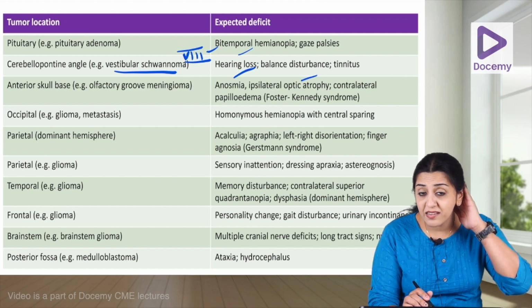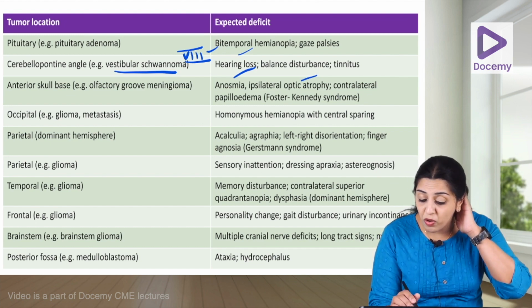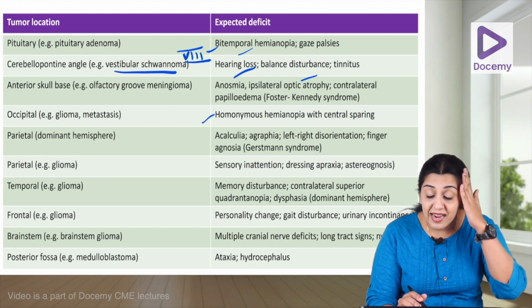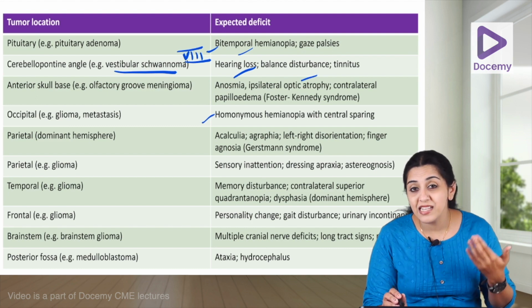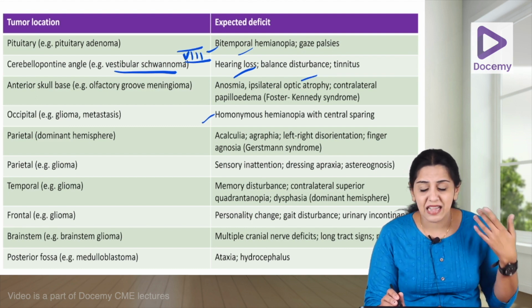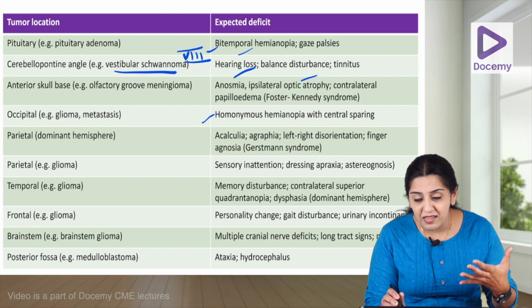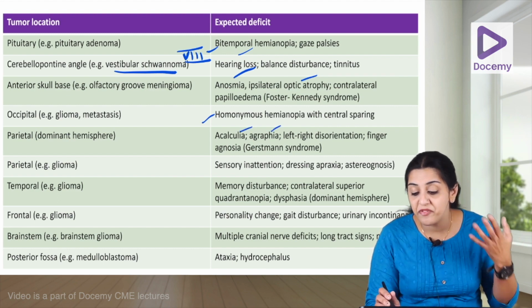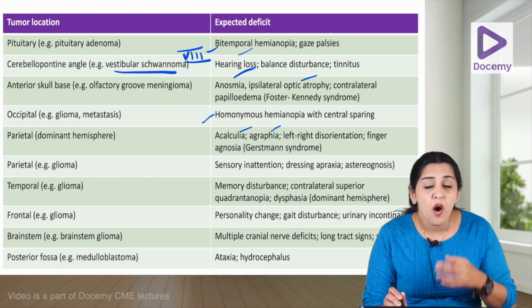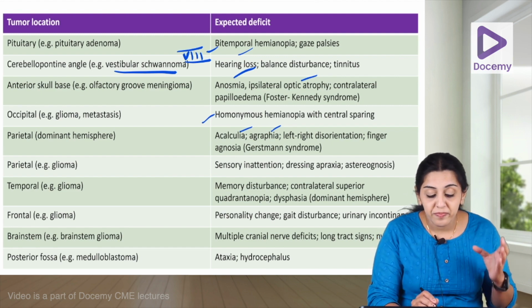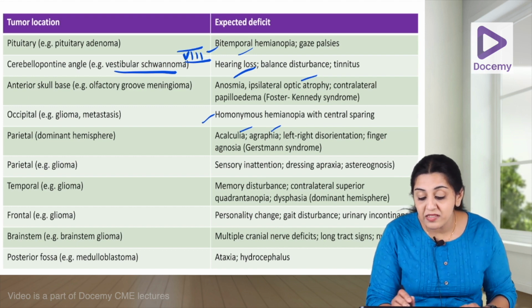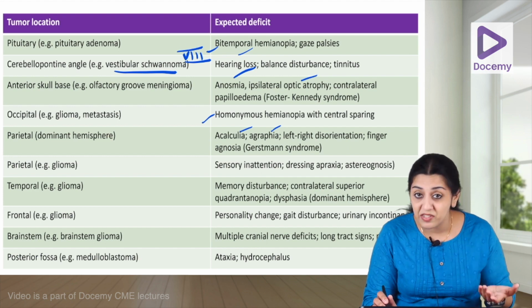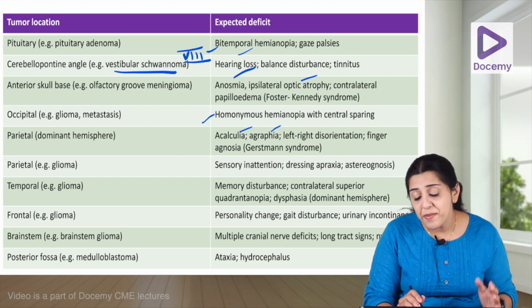Occipital area deals with the visual problem. So homonymous hemianopia can occur in occipital tumors. Parietal area deals with your mathematics skills, the scientific skills, the artistic skills. So acalculia, agraphia, left-right disorientation, finger agnosia or the Gerstmann syndrome, all are because of parietal tumors. Parietal tumors like gliomas can also affect sensory inattention, dressing apraxia as well as stereognosis. Temporal area, what does the temporal area do?